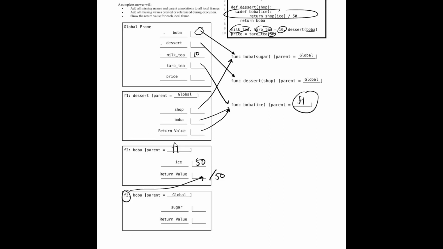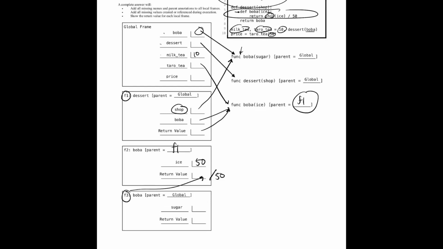And the reason why I skipped a step here: since I need to look for shop, I need to know what function that is. So I'm going to look in my current frame of f2 and say, do I have a variable shop? And I don't. So now I have to go up to my parent frame, which is f1, and look for the shop variable. And I see the shop variable here, and it's this function here, right? So I know that I'm going to be calling this function of boba in the global frame. So now I'm going to be calling this function.